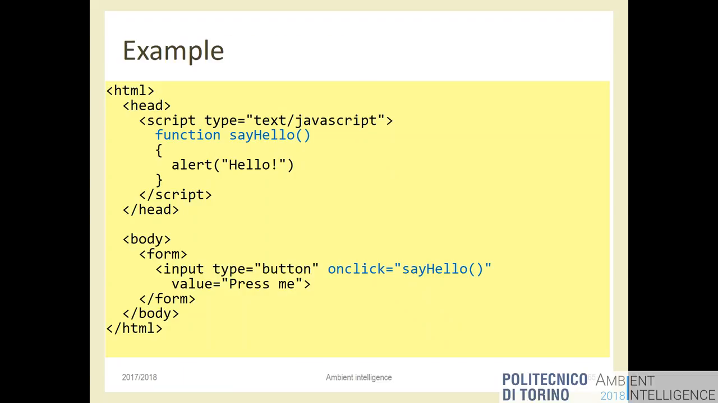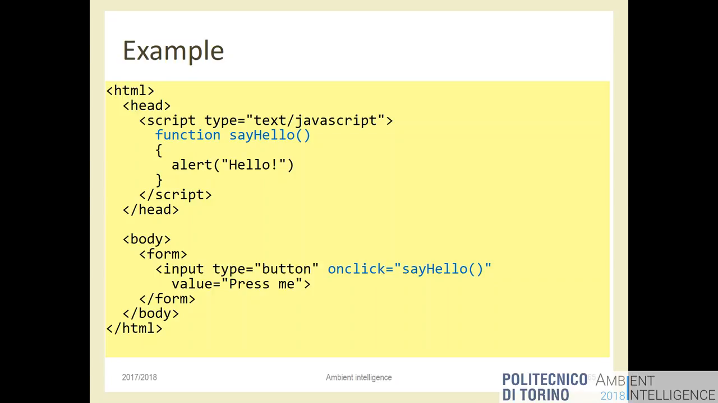For example, you may have a button in your form. You may decide to handle, to intercept, what happens when the user clicks on that button. It's very easy to associate an event handler to an HTML element. You have an on-event-name attribute in the HTML code. So onclick means when the click event is generated by this input element, then call this function, sayHello. And this function just generates a pop-up.